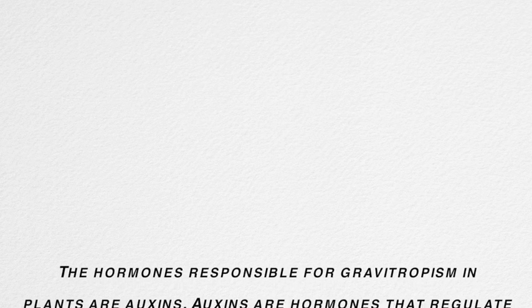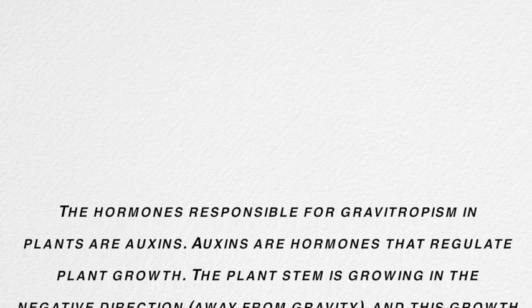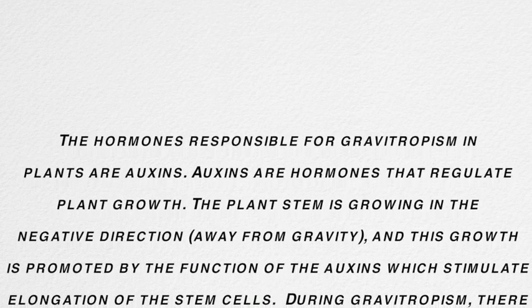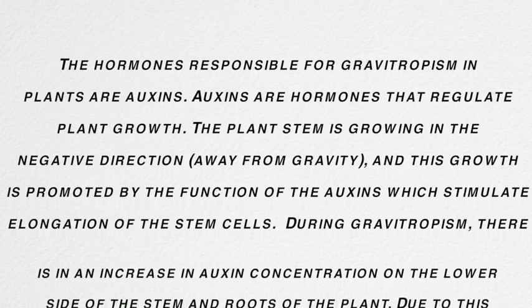Post-lab questions. Question 1. Identify the hormone responsible for the behavior you measured. The hormones responsible for gravitropism in plants are auxins. Auxins are hormones that regulate plant growth. The plant stem is growing in the negative direction, away from gravity, and this growth is promoted by the function of the auxins, which stimulate elongation of the stem cells.